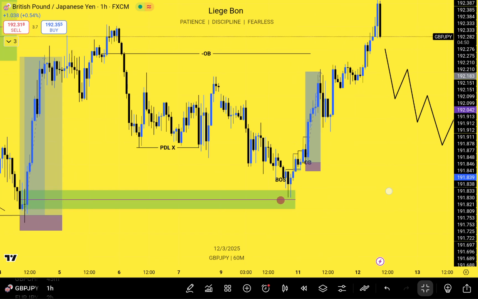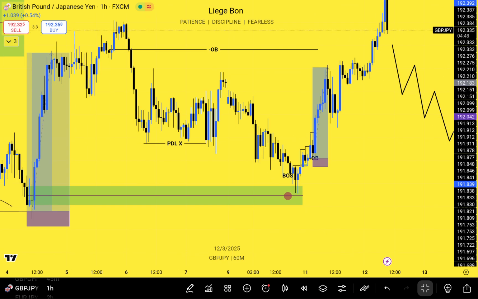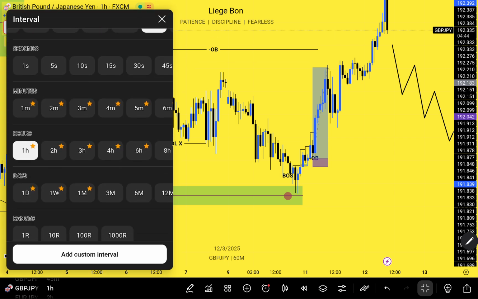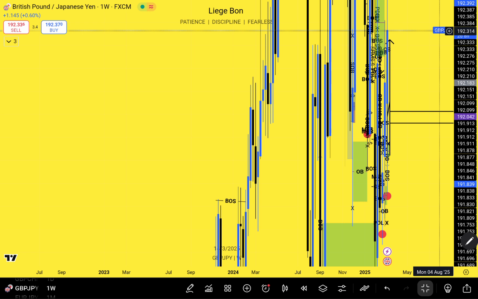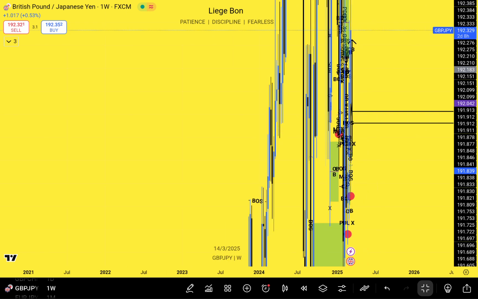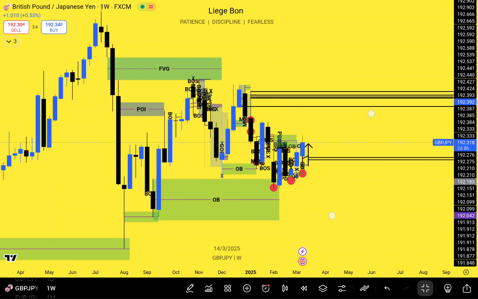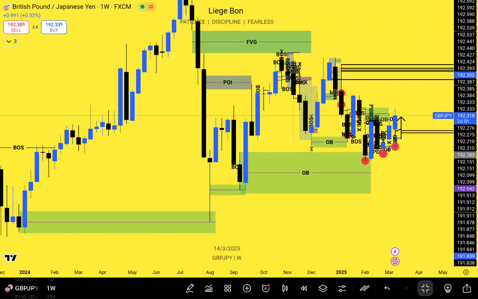You can see here on the screen how we come about trades like this. Let's go to the weekly time frame. Let's have a look at the higher time frame so we can see what it looks like. You understand? Okay. So if we zoom, you can see on my screen here how I map this out for a long time now.